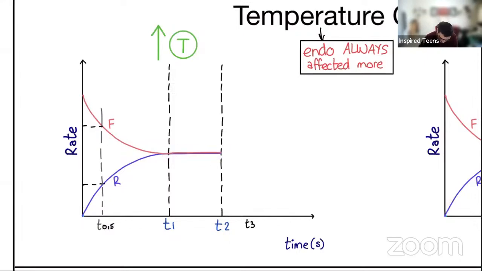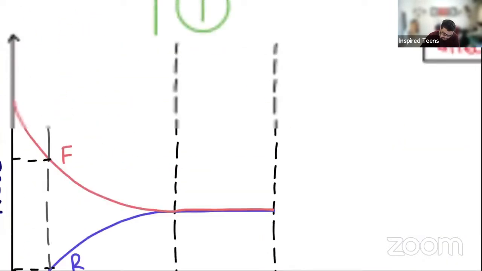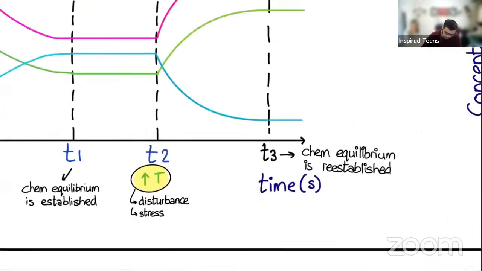So in all of these graphs at T1, chemical equilibrium. I can actually just steal it from here.